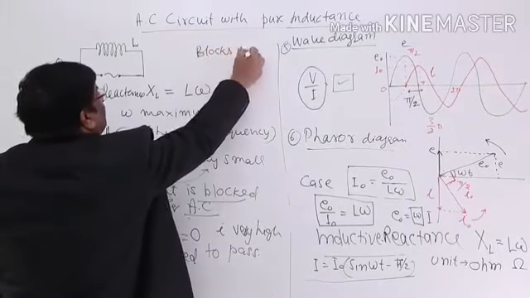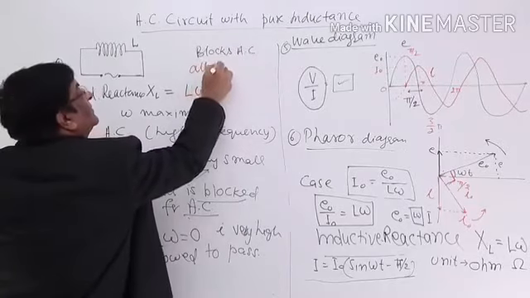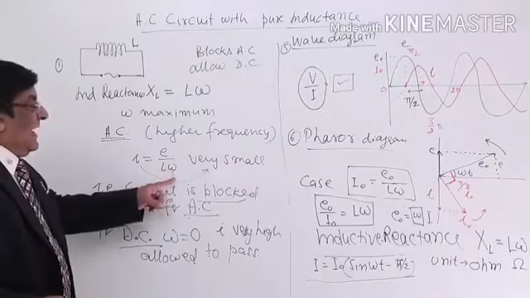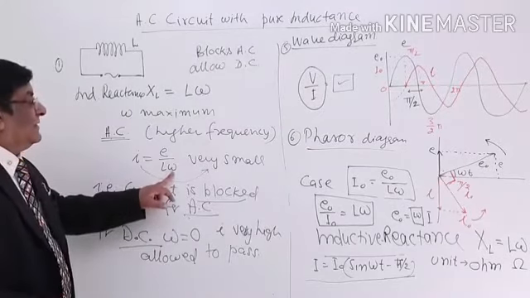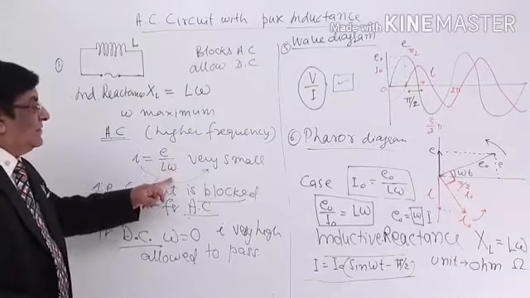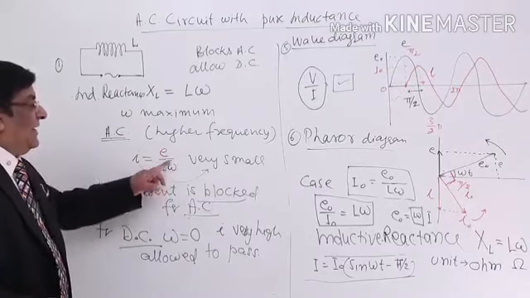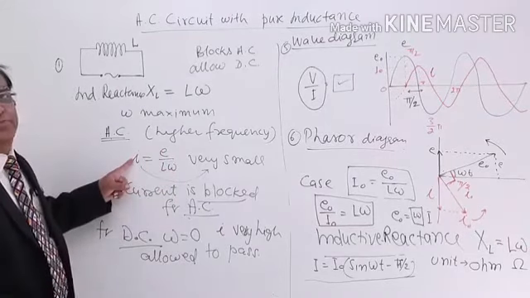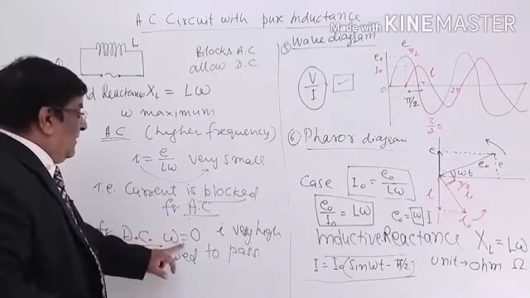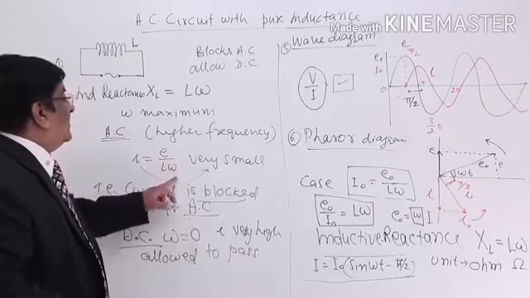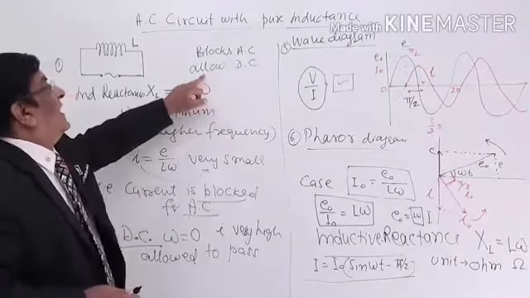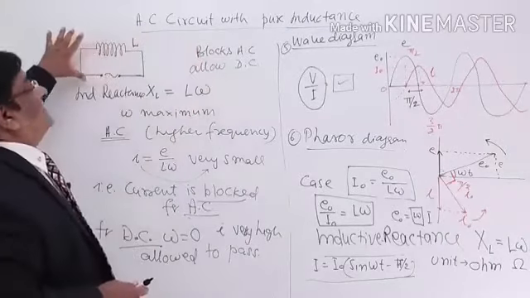Blocks AC, allows DC. Why? Due to high frequency, and because this is in the denominator. For AC, high frequency, L omega is very high, resistance, that is opposition, is very high, therefore current is very small. Then for DC, omega is 0, opposition is 0, no opposition, current passes through very easily. So DC is allowed and AC is blocked in the case of an inductor.